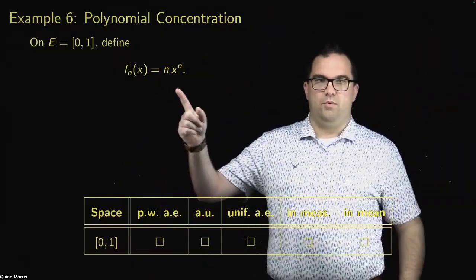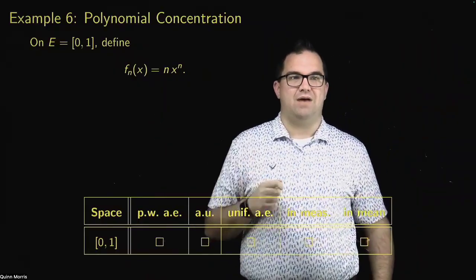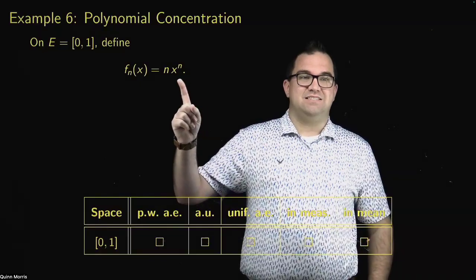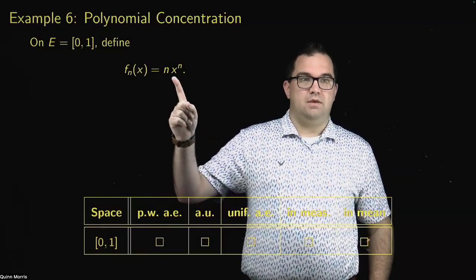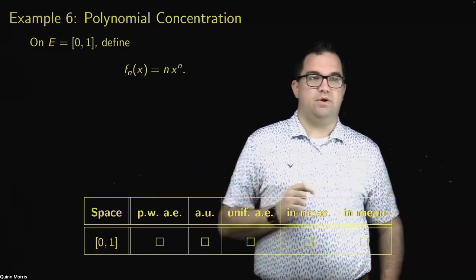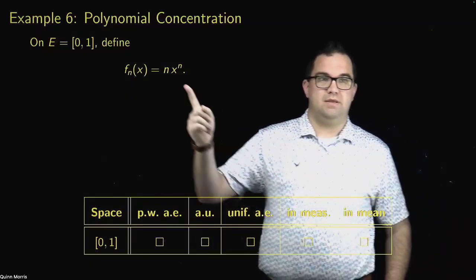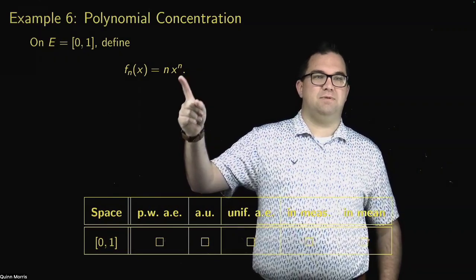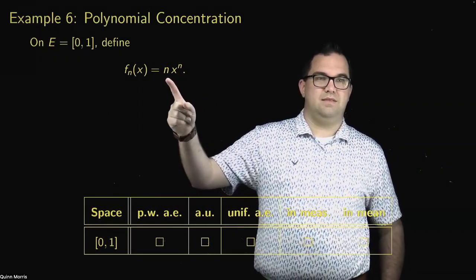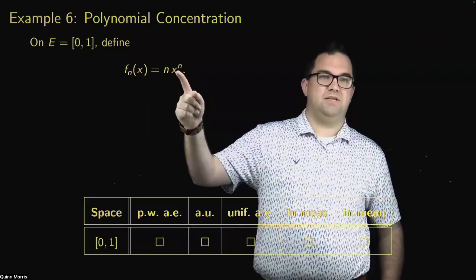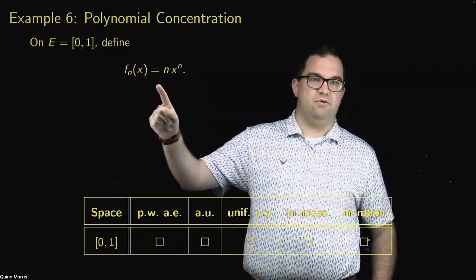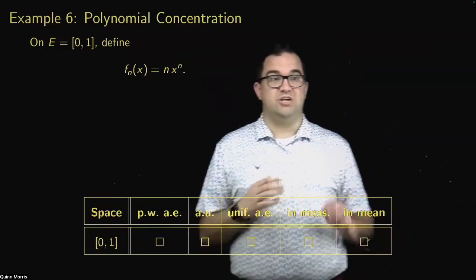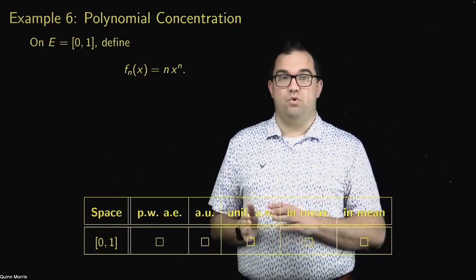I'm not going to write a formal proof, but let's think about why. Fix an x value that's less than 1. If x is less than 1, then x to the n is going to go to 0. N is going to go to infinity. This is exponential, right? This is linear. Exponential wins out. So this is going to 0 faster than this is going to infinity. And so for each x value strictly less than 1, we get convergence.